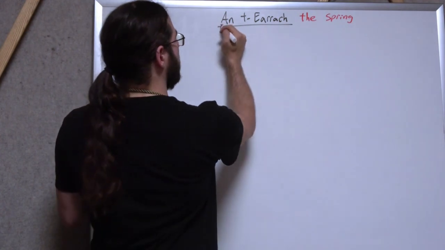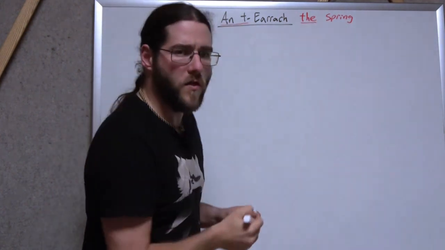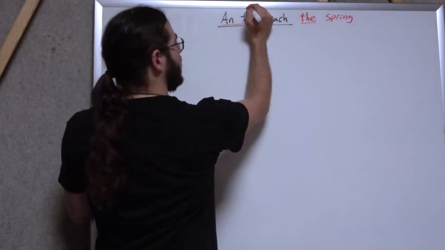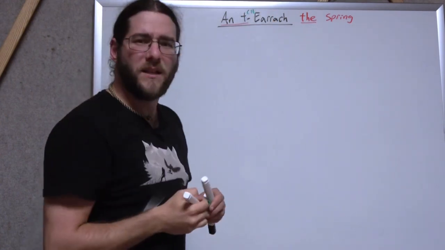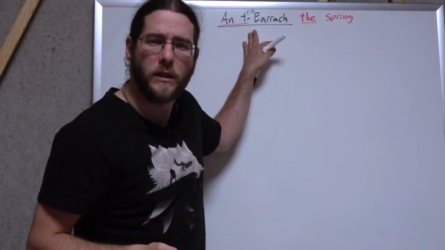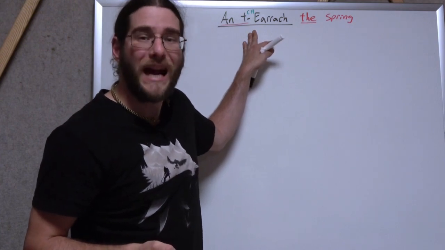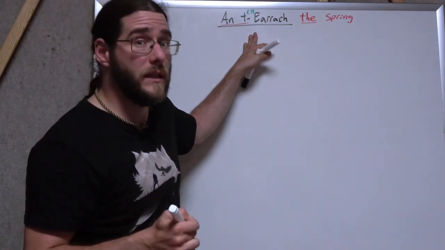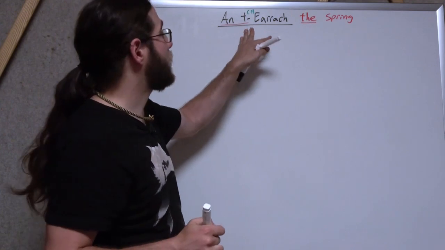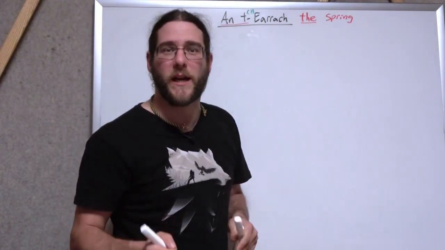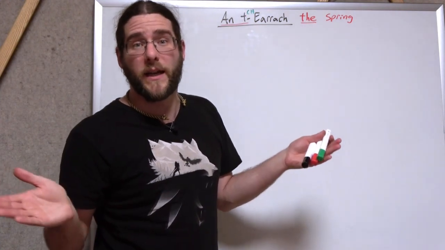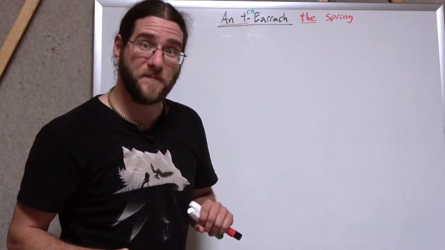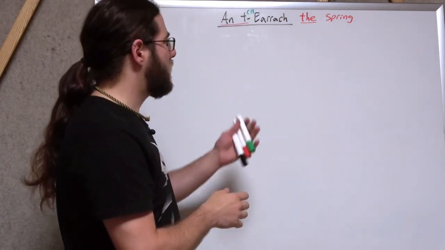The spring. And the an and that t, that's the part here. And this T and E combination makes a bit of a ch sound. This is quite common with T's and I's, and also T's and E's. An t-earrach, the spring. In English we might just say spring, but in Gaelic it's much more natural to say the spring.